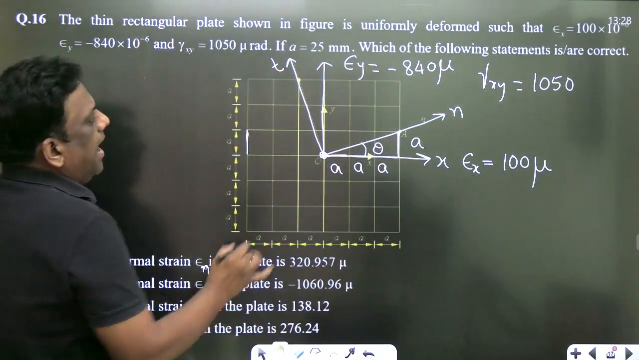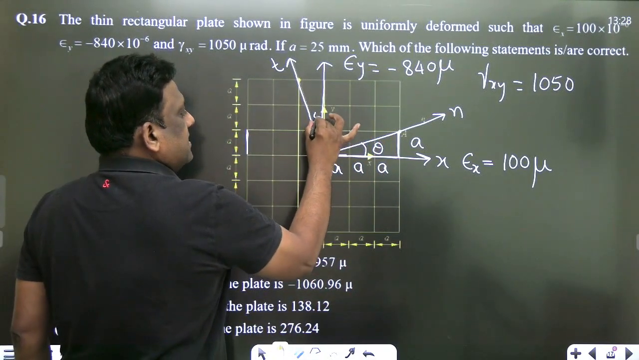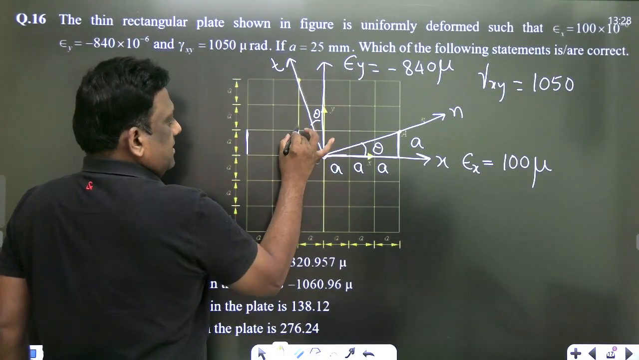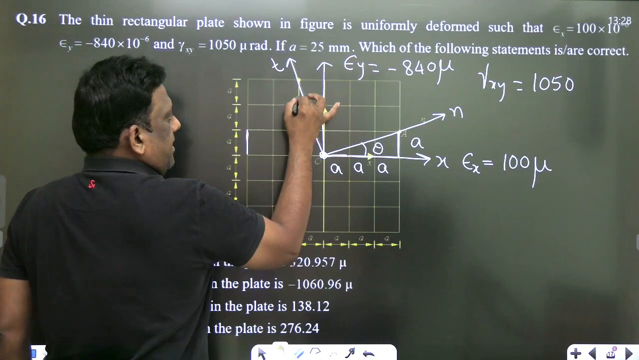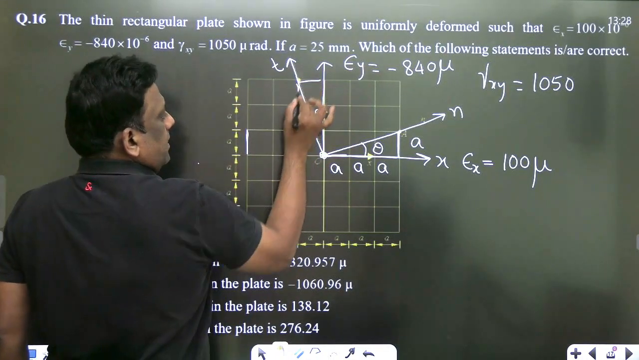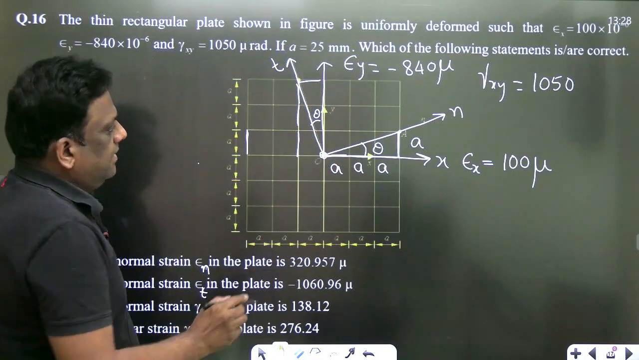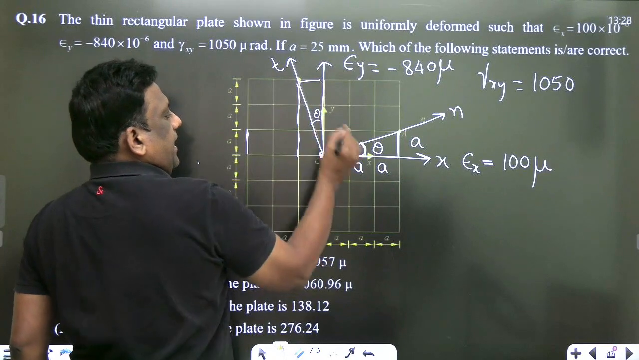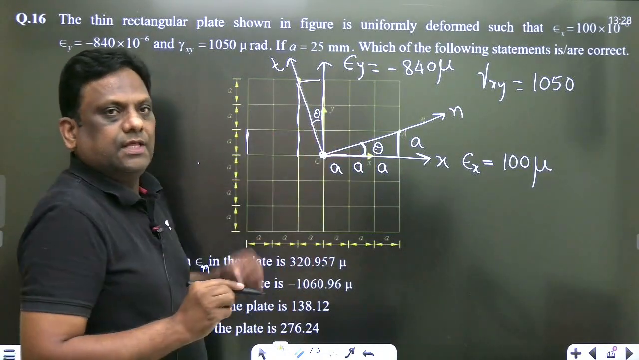Yes, my dear students. And this is also the same angle. How, sir? Look once. This is A, this is A, this is A, and this is also A. Just as this angle tilted, its perpendicular is this. So if this is theta, this will also be theta. There is no problem at all.